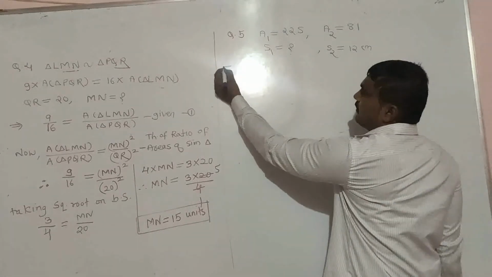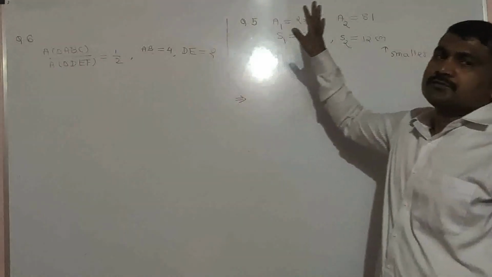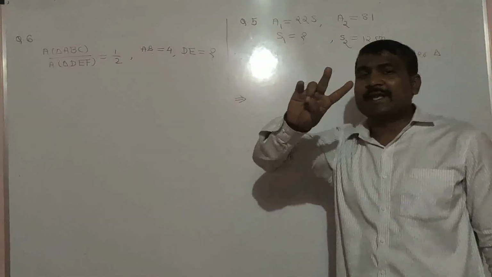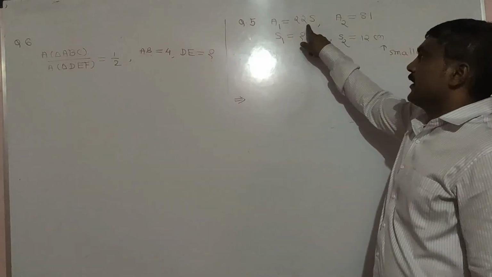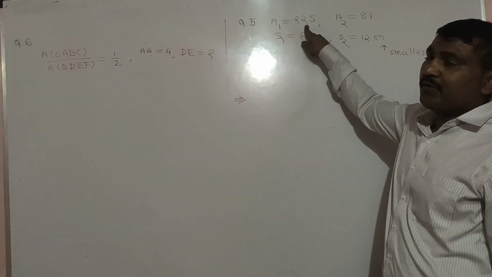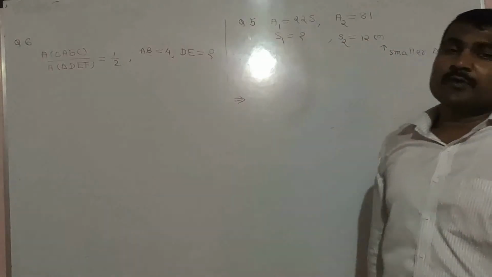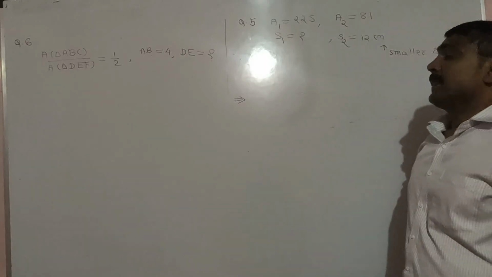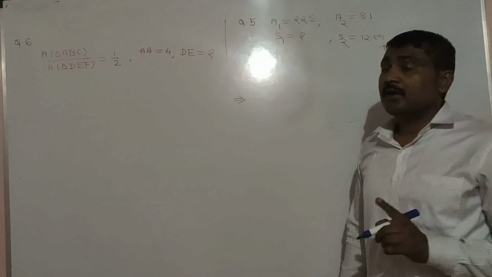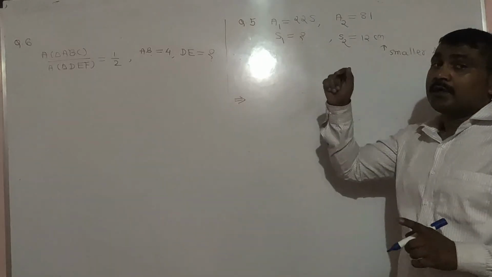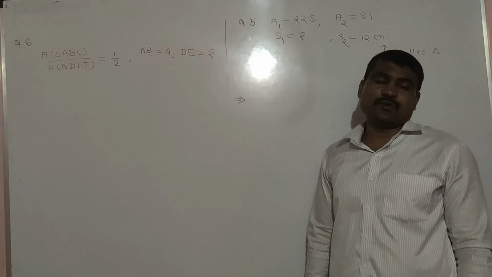So here in question number 5, what is given? Two triangles are similar and areas are given. Area of first triangle is 225, area of another triangle is 81. Areas are given also. Side of one triangle is given there. But which triangle is given there? Is it S1 or S2? It is given that side of the smaller triangle is given there.